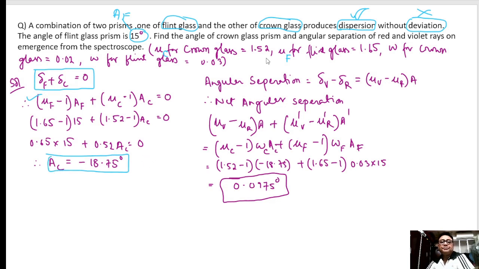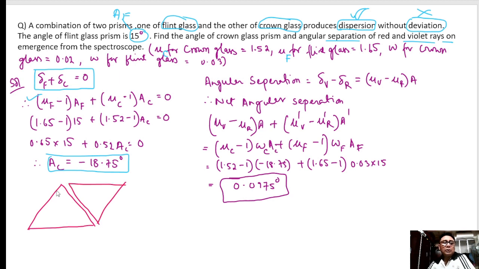And now they are telling the angular separation of red color and violet rays on emergence. So it is coming negative. What does negative mean? Negative means that the two prisms are put like this.